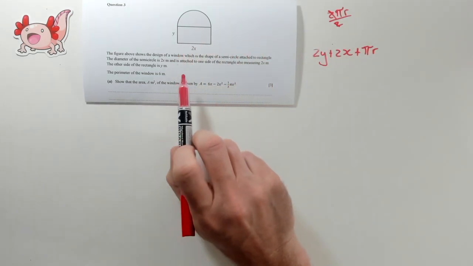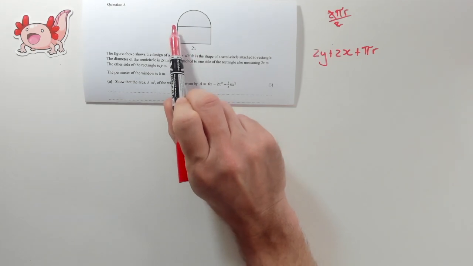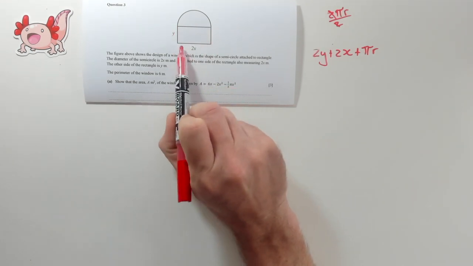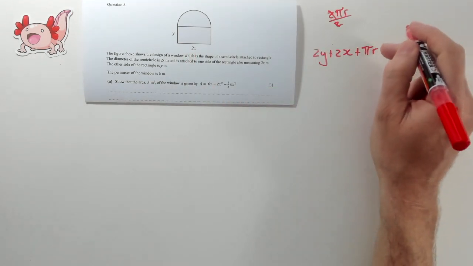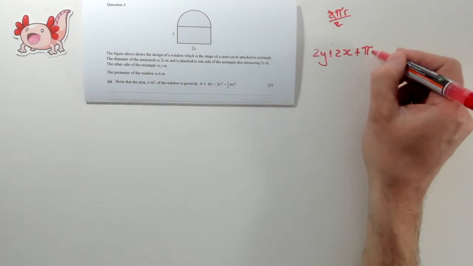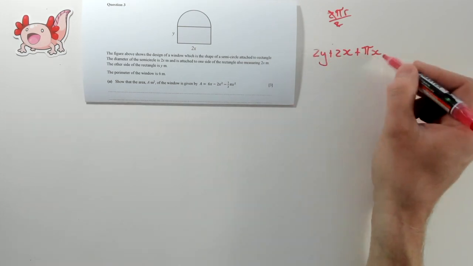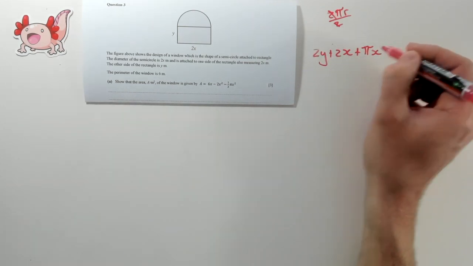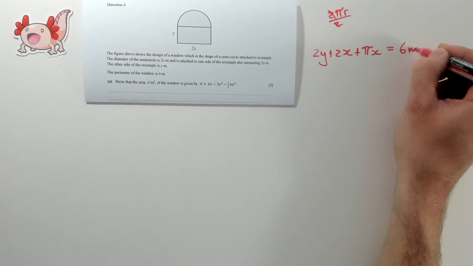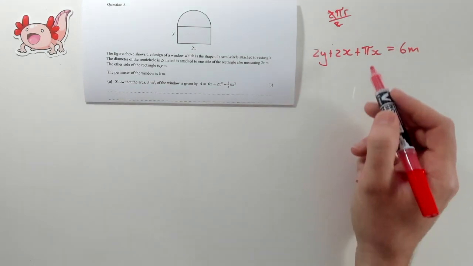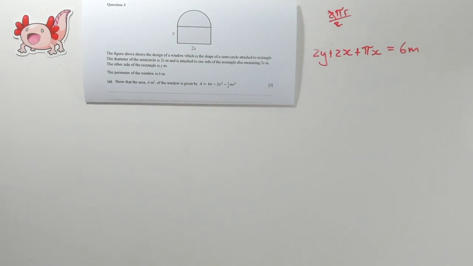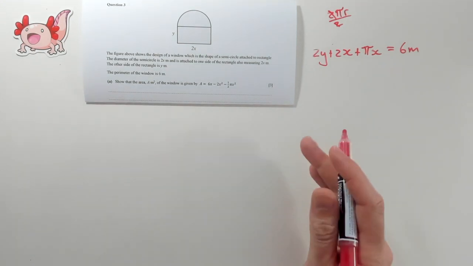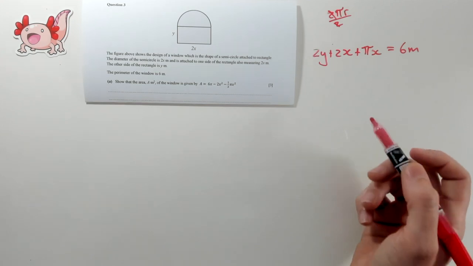And to make my life easier, I know that from here to here is the diameter of the circle. So the diameter of the circle is 2x, so the radius is just going to be x. So instead of writing the r, I'm just going to write an x. So now I have everything in terms of x, and I know this is going to be 6 meters. So now I can write y in terms of x, and that will always be kind of step one: writing one thing in terms of the other variable.